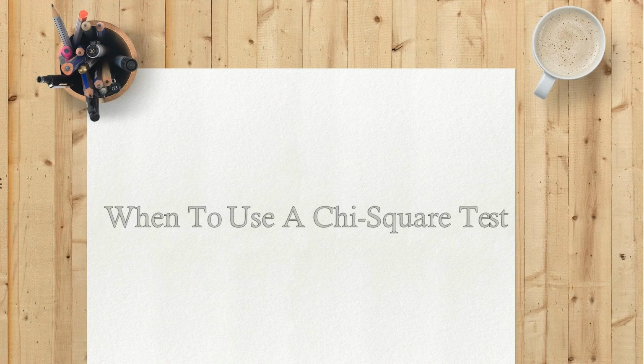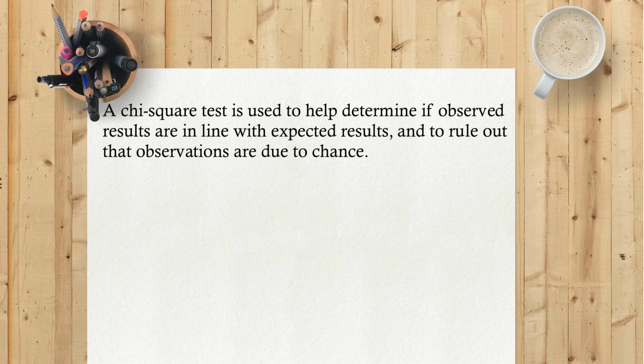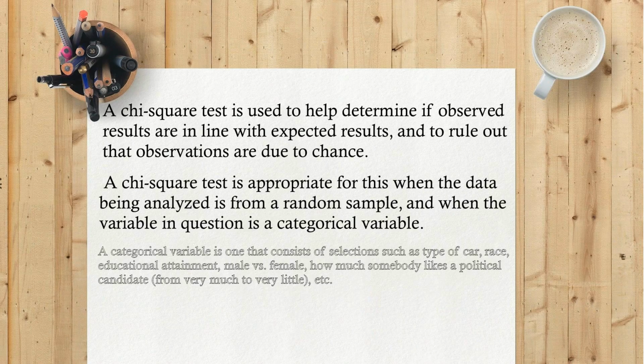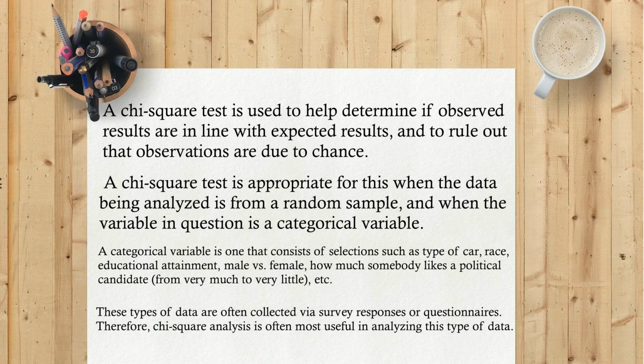When to use a chi-square test? A chi-square test is used to help determine if observed results are in line with expected results, and to rule out that observations are due to chance. A chi-square test is appropriate for this when the data being analyzed is from a random sample, and when the variable in question is a categorical variable.